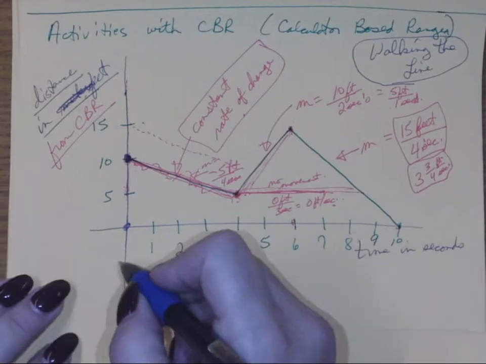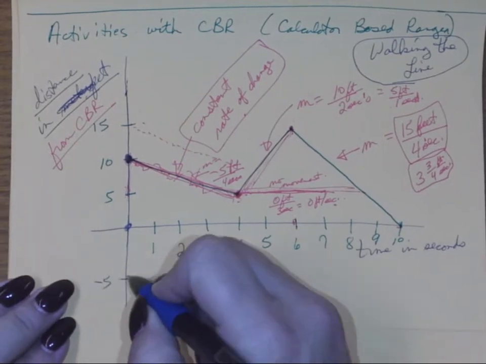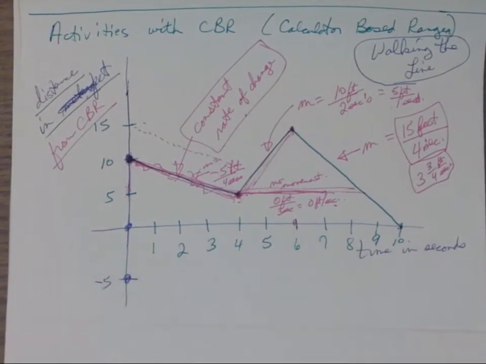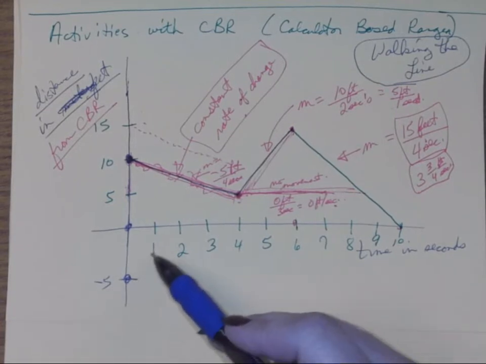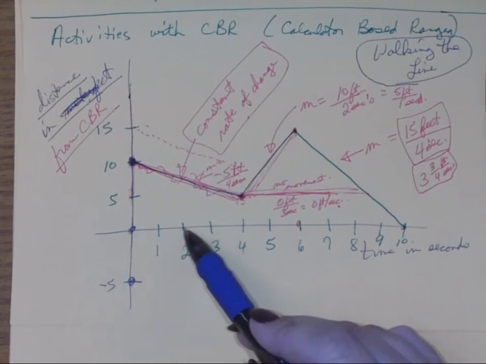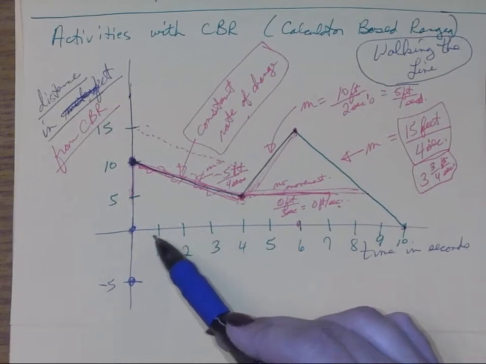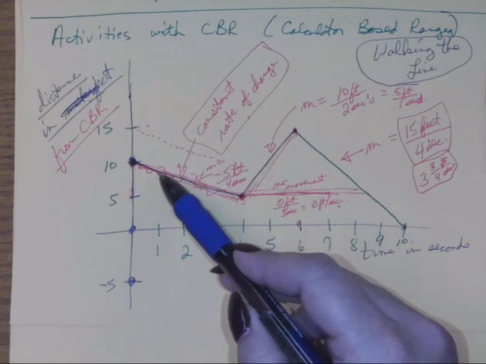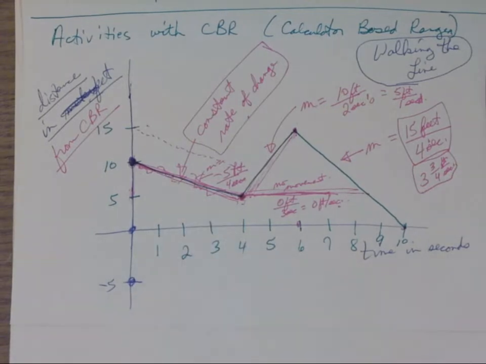What does it tell me if it was down here at -5 when I started? That would mean I'm actually behind it, basically, right? It's hard to do that with a CBR, but that would mean I'm behind where the CBR is. If this is where the CBR is, this is a positive distance away from it, this would be behind it. So that's kind of tricky.